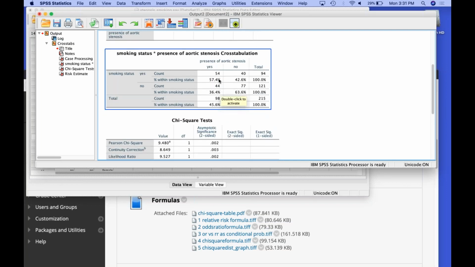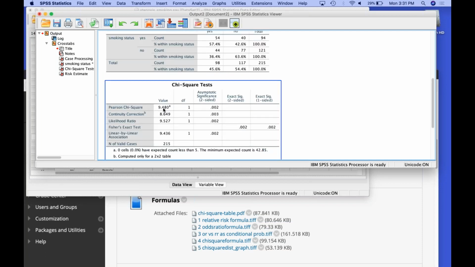Remember, what we would have had to do is take our observed values minus our expected values, 54 minus 57.4, squared, divided by our expected values, and so on and so forth. I would have had to do calculations for each one of these cells and add them all together, and wind up with the value 9.48, which SPSS has done for us. So I know 1 degree of freedom; remember, degrees of freedom is the number of rows minus 1 times the number of columns minus 1. 2 rows minus 1 is 1, 2 columns minus 1 is 1, 1 times 1 is 1.